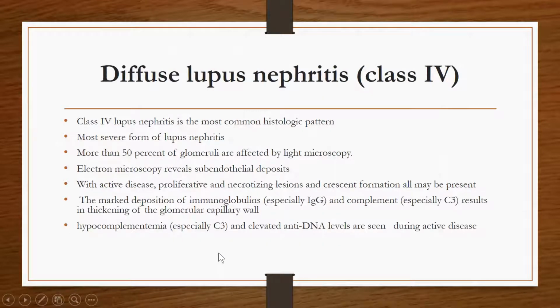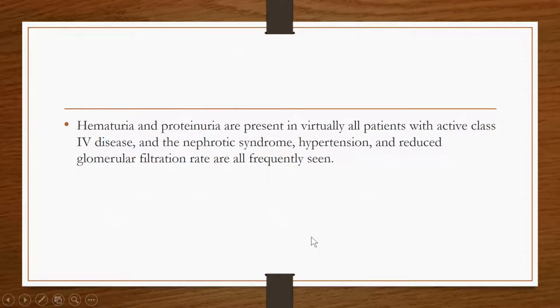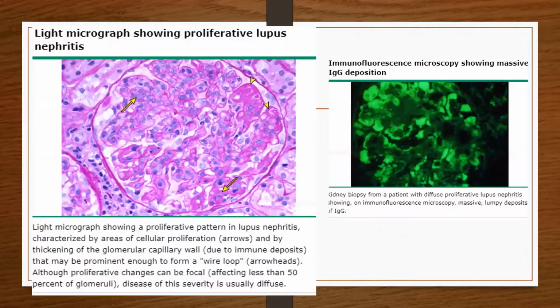Class 4 is when the involvement of glomeruli is more than 50%. It's a more severe form. You would have more proteinuria, more hematuria, and maybe worsening of kidney function. The deposition of immunoglobulin could be all over the kidney, in the subendothelial region as well as in the mesangium. There would be hypocomplementemia and elevated anti-dsDNA. Hematuria and proteinuria are present in virtually all the patients in class 4 lupus, and this is the most severe form of lupus nephritis, which could lead to end-stage kidney disease in almost 44% of the cases.